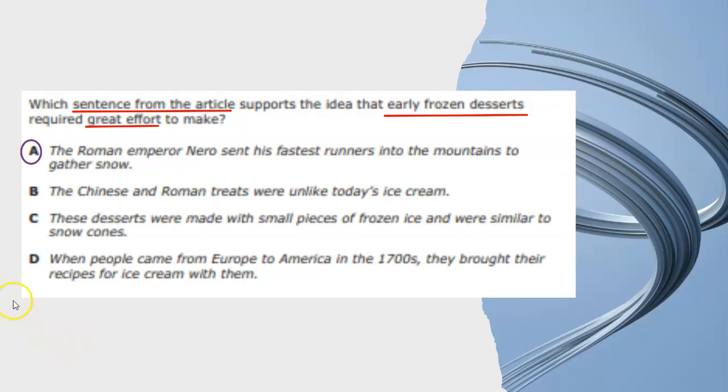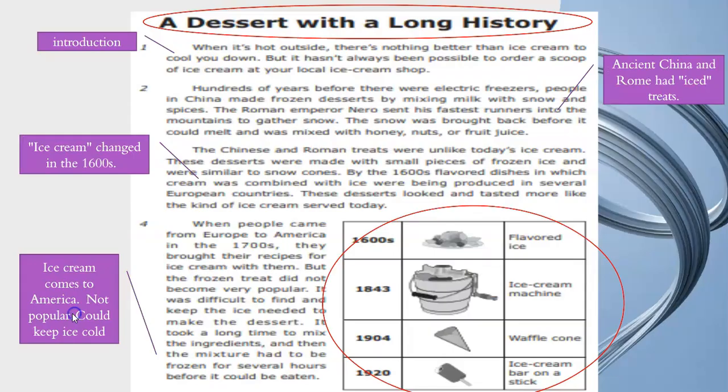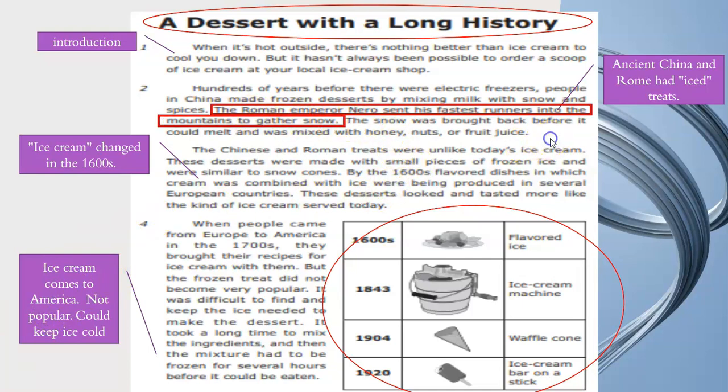Okay. I'm going to head back. Mr. Remedies, I like to do my Q's then my P's because I want to make a note when I find the answer. So the Roman Emperor Nero sent his fastest runners into the mountains to gather snow. I'm going to head back to my text. Okay, I'm going to find that sentence, which is in paragraph 2. I'm going to highlight it. Okay, and then I'm just going to write down, boom, question number 1 right next to it.